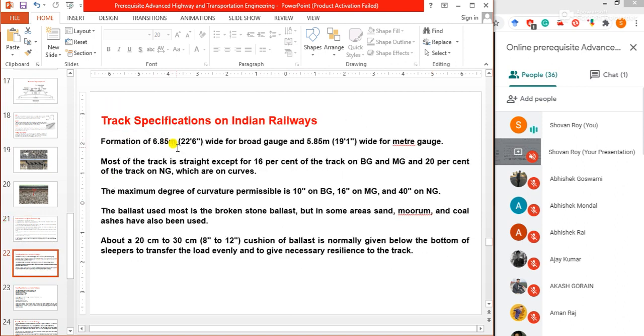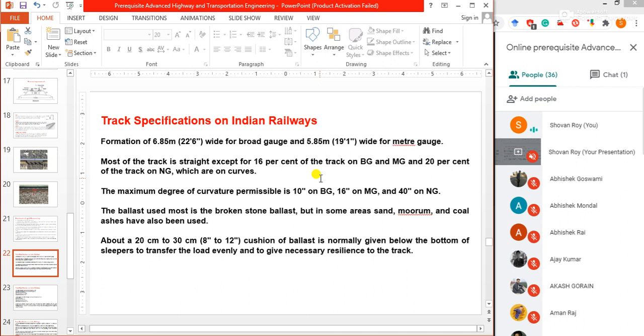The formation is 6.85 meters wide for broad gauge and 5.85 meters wide for meter gauge. This track specification is always given for broad gauge and meter gauge. For narrow gauge, these specifications change on the basis of the conditions. So all the Indian Railways track specifications are given for broad gauge and meter gauge, but for narrow gauge special conditions are applied.